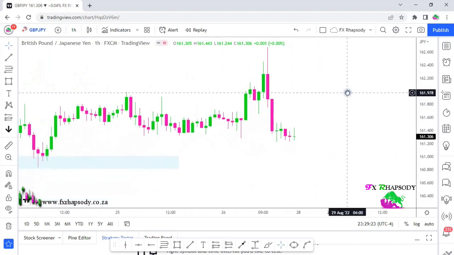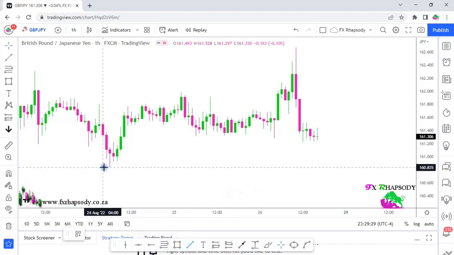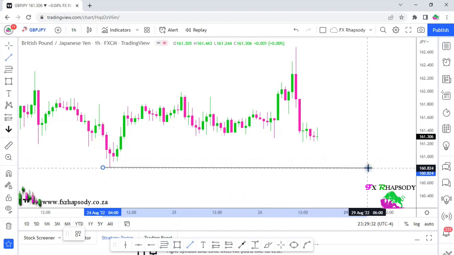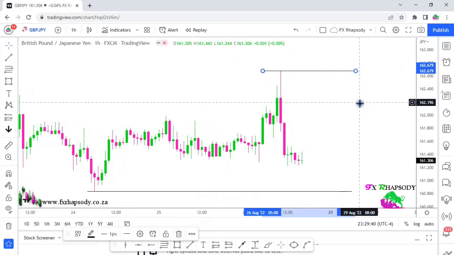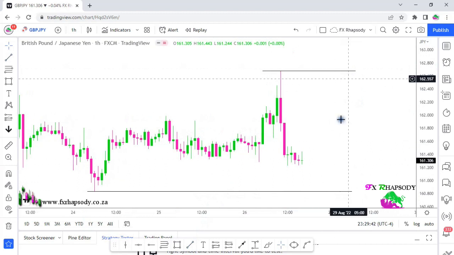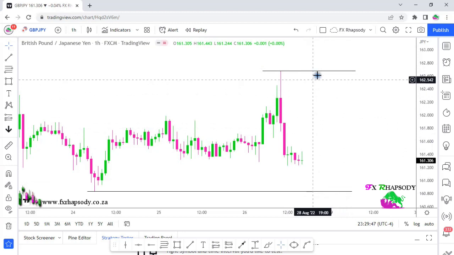So I'm just going to have a nice little area that I'm going to be focusing on for this week coming. So I'm going to be looking at this low. Any break of structure below this, we're going to react to. And then any break of structure above this high, I'm going to react to. So these are the two areas, nice and big. So let's have a look and see what price is going to do, if it's going to break above that or below that area.